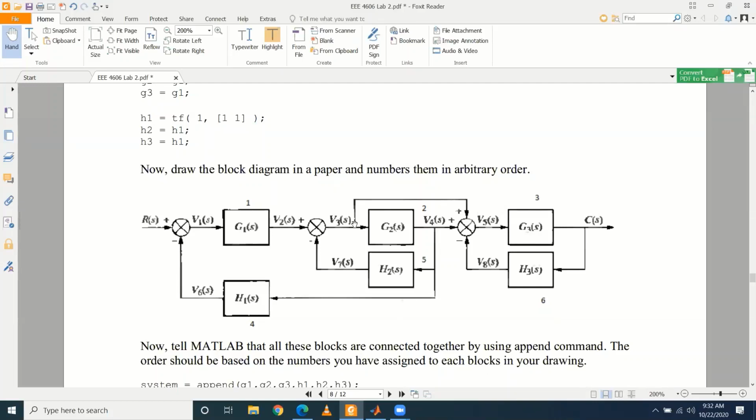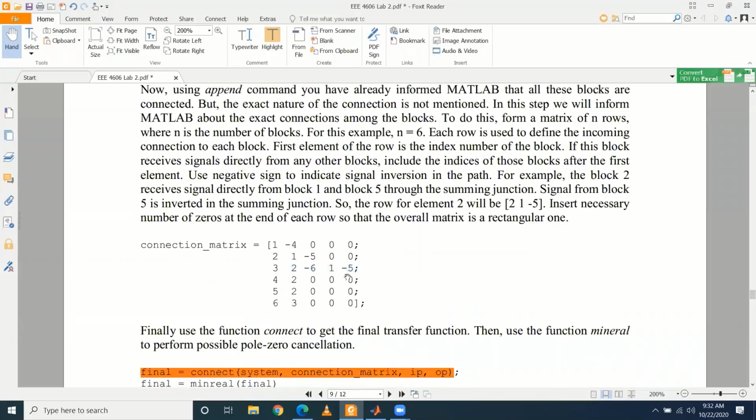The signal V3 is actually coming from two different signals, from block 1 and block 5. So you have to write it as a summation of those two signals, so basically 1 and -5. So for block 3, it's 1, -5, then 2, then -6. That's what we have written. The order doesn't matter.